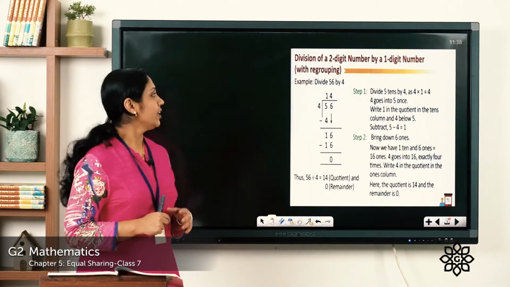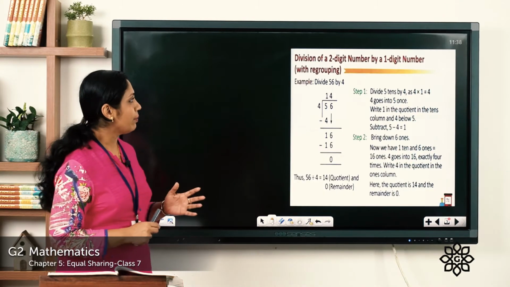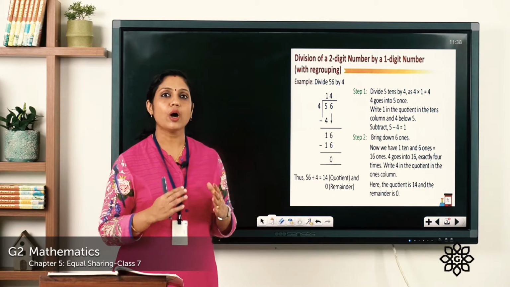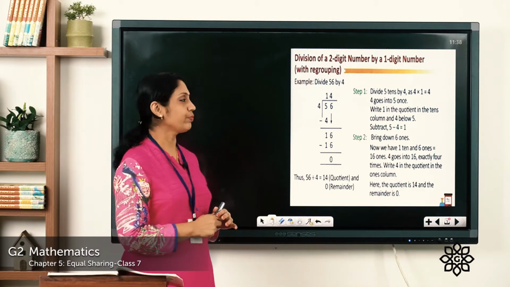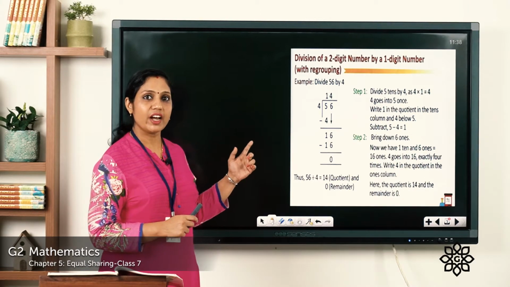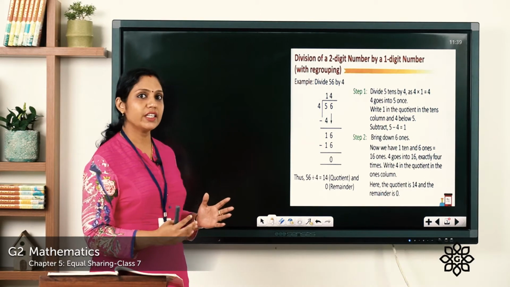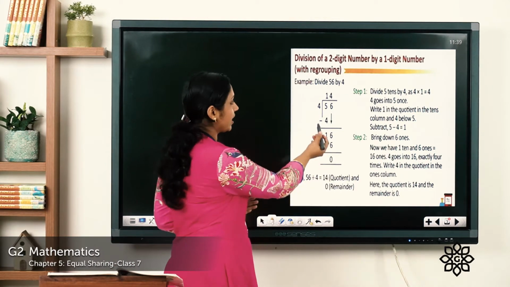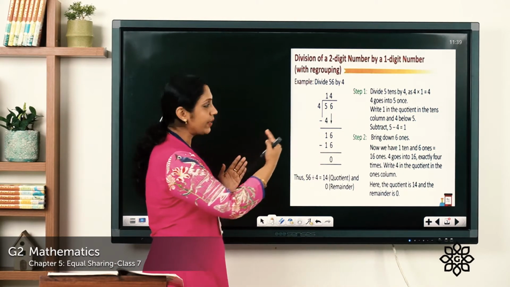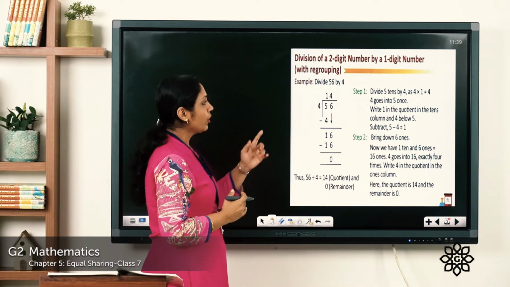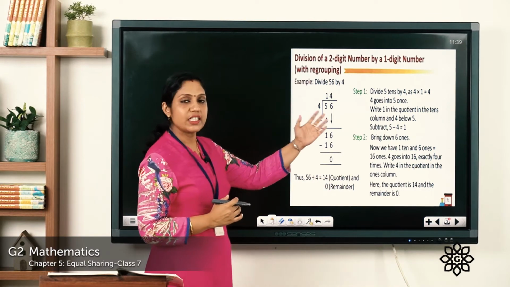So let's do that. Here you can see the numbers 56 divided by 4. So how are we going to divide it? Let's see. We have the dividend 56 and the divisor 4. So how should we write it? We have to draw a line and write the dividend inside the line. That is, 56 is written inside the line and the divisor outside the line. So 4 is the divisor and 56 is the dividend.